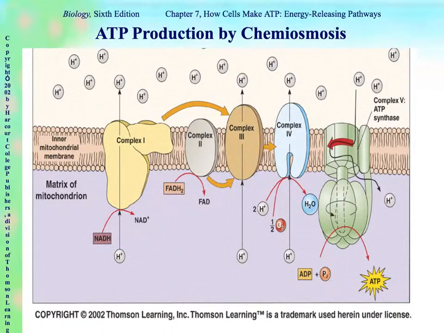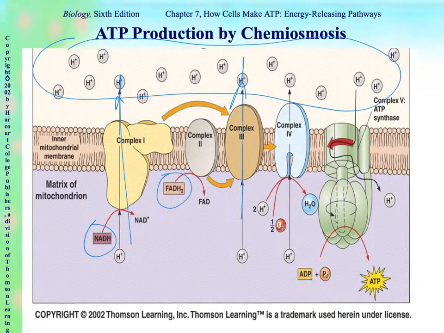All right, so this is another picture of the electron transport chain, but this is more focusing on the proton pump or the chemiosmosis. So here is our NADH and our FADH2. The electrons and protons are coming off of those molecules. We're not looking at the electrons right now. We're only looking at the protons. The protons are being pumped through these protein complexes, okay? And they're all gathering over here in the intermembrane space, creating a lot of positive charges out here.